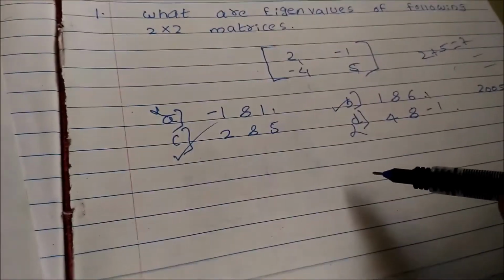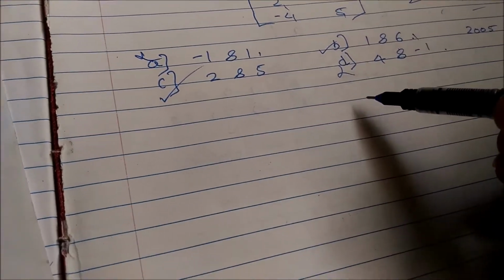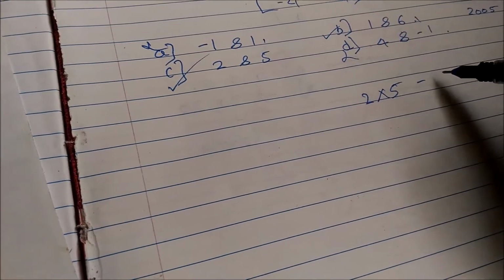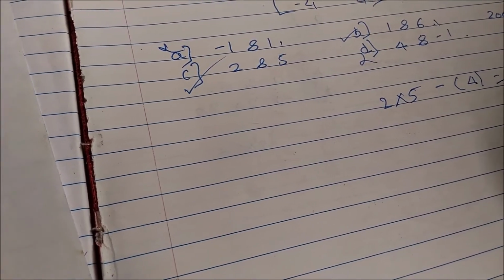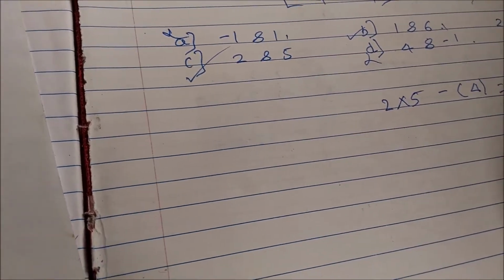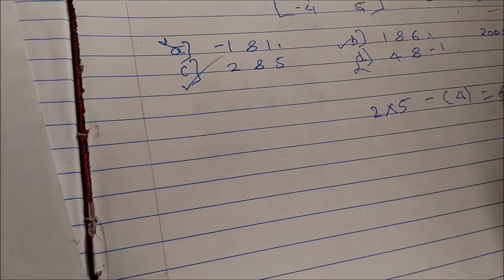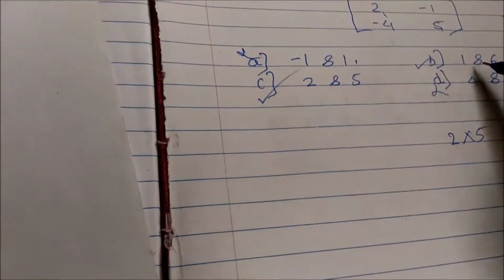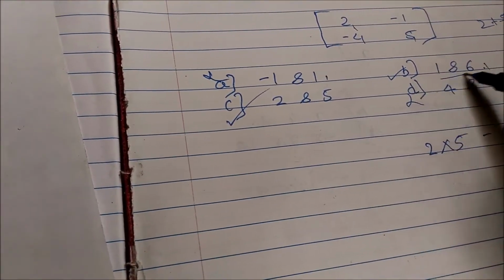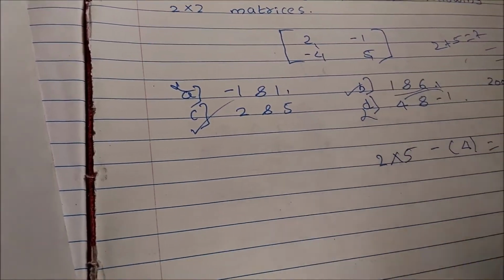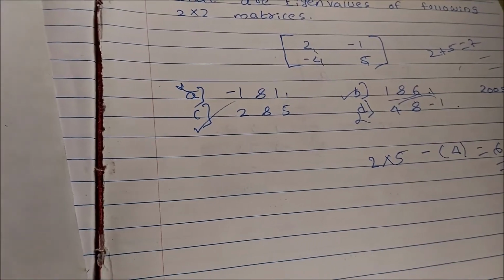Now to take the determinant of this matrix, that will be 2 into 5 minus 4, which is 6. Remember the second property: multiplication of the two eigenvalues gives the determinant value. Only option B matches, so our answer is B, 1 and 6. This is how we solve the GATE question.